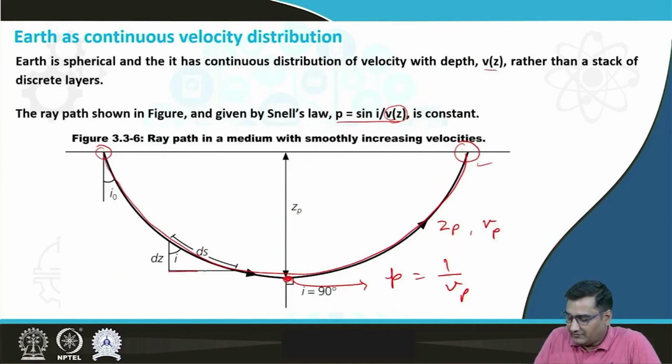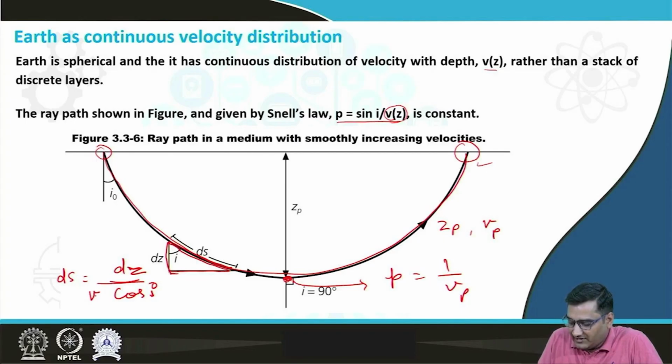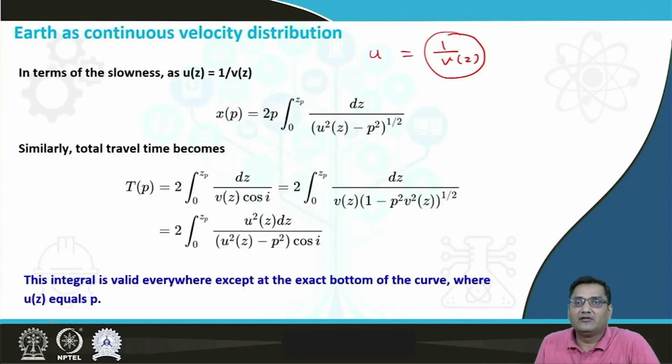If we consider this small triangle over here, then we can write ds is equal to dz upon cos i. And if we want to find out the time that it takes to cover this ds distance, then we can divide this distance by v, the velocity, at this particular point. Now that is what we are doing over here.